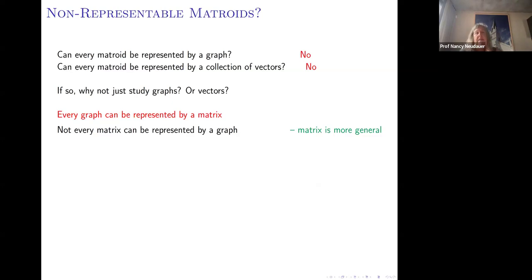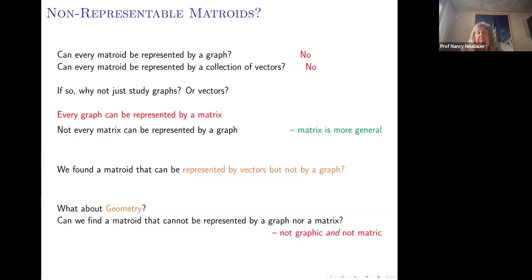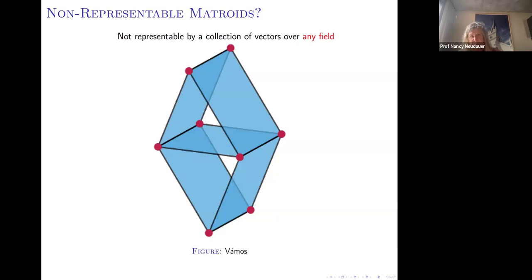And so when we look back at our questions, we can find something in this gap that's representable by a matrix, but not a graph. So we found this matroid, the Fano matroid, that can be represented by vectors, but not a graph. And then what about if we stretch our geometry to look for a matroid that cannot be represented by a graph nor a matrix? So not graphic, not matrix. I guess the question is, do you think this is possible? Well, it should be possible because I already said the answer to the first 2 questions was no. And this is our friend, the Vamos matroid, which is not representable by a collection of vectors over any field.